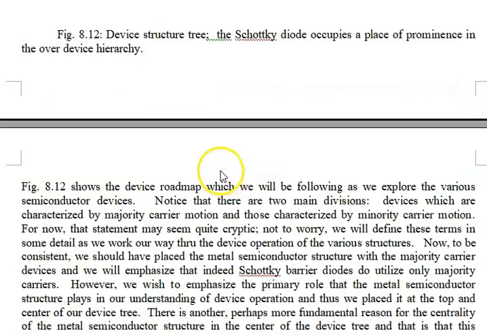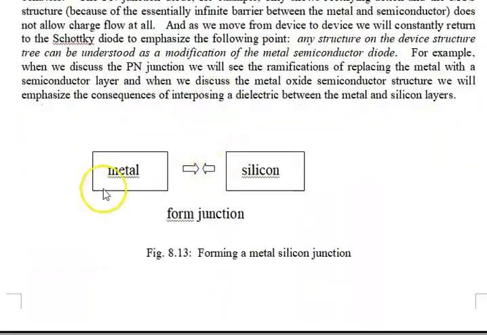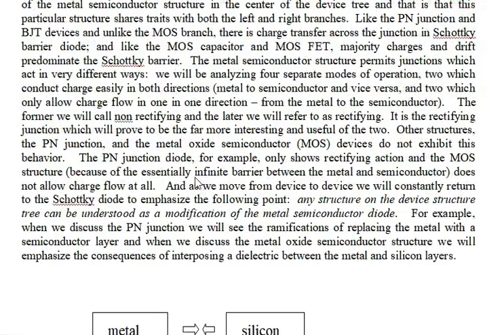Okay, so now let's look at the metal semiconductor. We have metal on the left, silicon on the right. It's actually going to be N silicon. That's the one we're going to start with. We put them together, we form a junction, and right at the junction, all kinds of fascinating things happen. Any structure on the device structure tree can be understood, as I said before, as a modification of the metal semiconductor diode, or junction, or Schottky barrier. They're all the same thing.